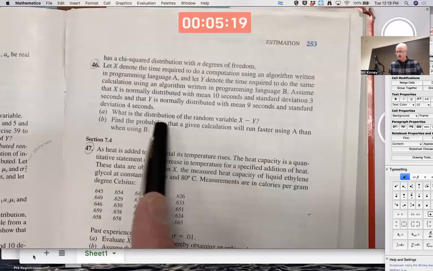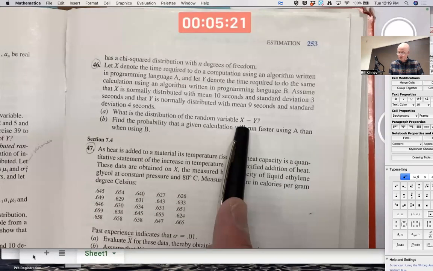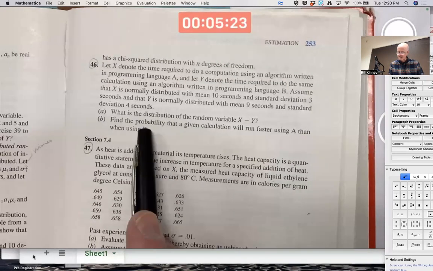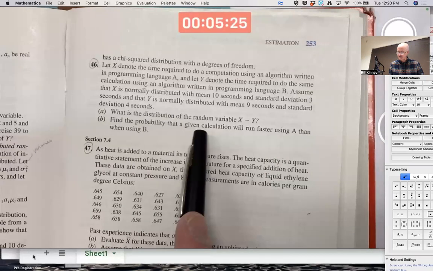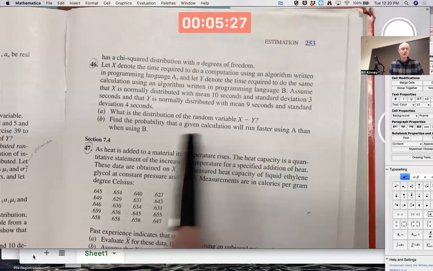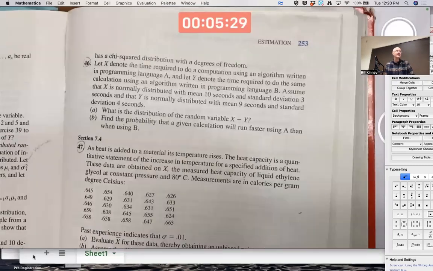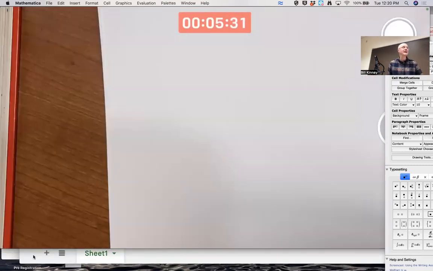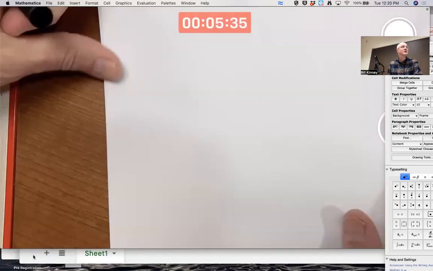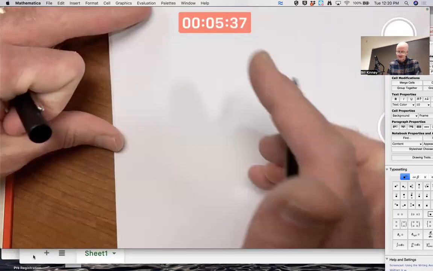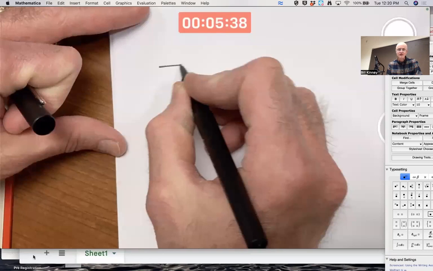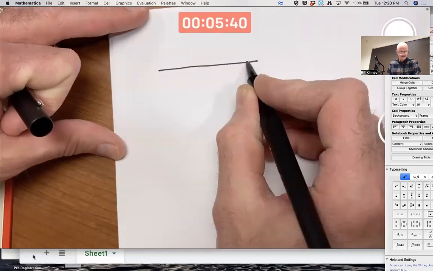Part A, what is the distribution of the random variable X minus Y? And part B, find the probability that the given calculation will run faster using A than when using B. This is kind of related to the example Dr. Wetzel shared when he compared his bowling scores with his wife's bowling scores. You've got two different normal distributions with different means and different variances.